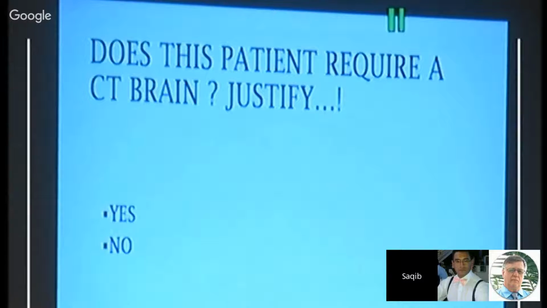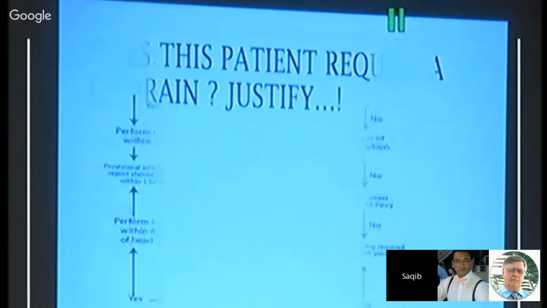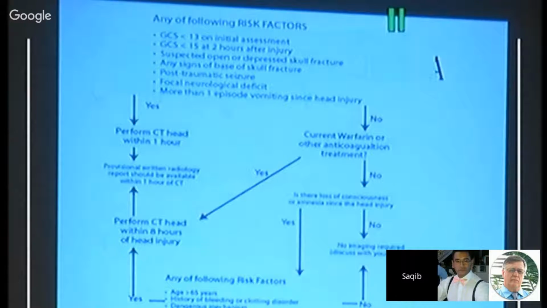Now, does this patient require a CT brain? Would you go for yes or no? Why? Why would you go for a CT scan in this patient? Patient is conscious. Excellent. This patient has a retrograde amnesia. So there are different things, but just to cut the story short, you would go for a CT scan in a patient who has retrograde amnesia.